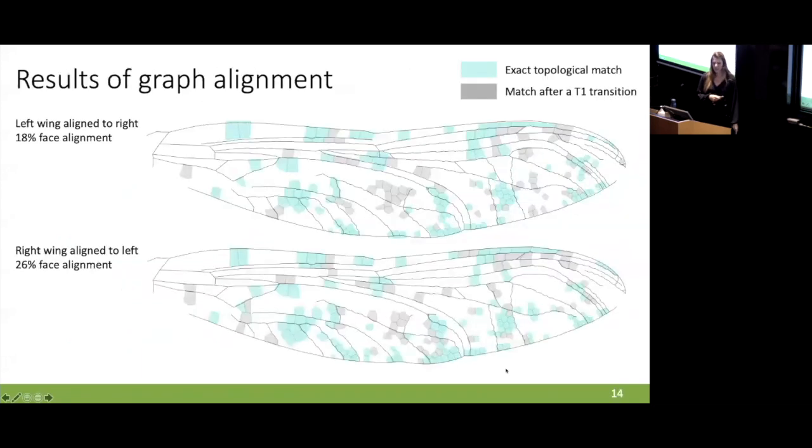So this is what it looks like for a single animal, the left and right wing. So first I can fix the right wing and align left to it, or vice versa. And I'll get about 18% face alignment. The other way I'll get about 26% face alignment. And you can see there's a distribution of these green places where it's an exact match, and also places where it's a near perfect match.